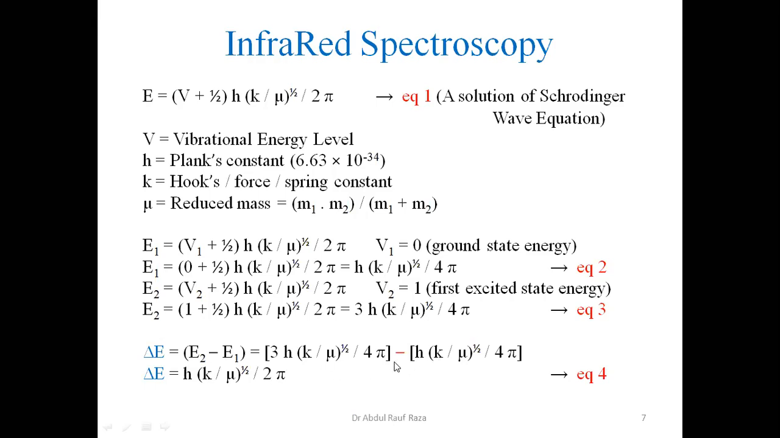But this is true for allowed transitions. Selection rule: V plus minus 1. If it is going, we shall always end with this solution. If it is an overtone, then definitely this answer shall be different. So for allowed transitions, this pattern shall be observed for all kinds of transitions.